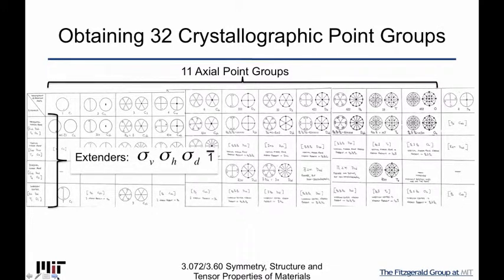The extenders are shown here. I've mentioned to you the horizontal. So this one is sigma h. The vertical, so this is sigma v. Diagonal, which is not as common, but it will matter for certain ones. And then, of course, our inversion, right?